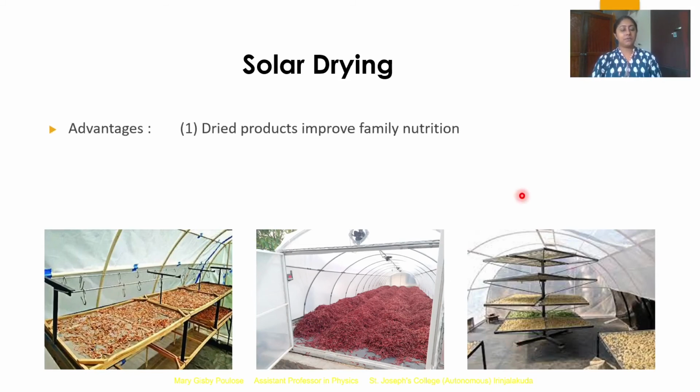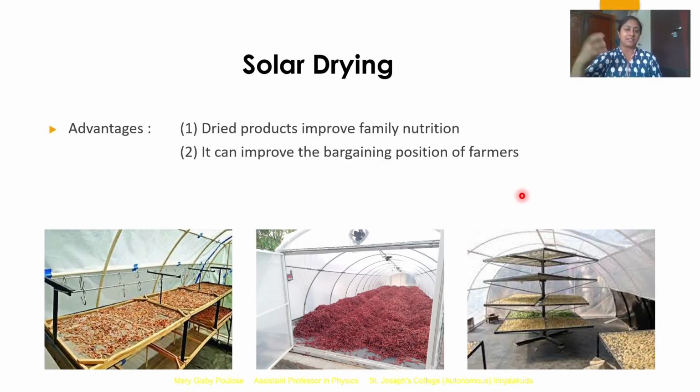Now, the few advantages are that the dried products improve the food nutrition and in turn the family nutrition also. Second advantage is that it can improve the bargaining position of farmers. That is, the farmers can have the produce for longer periods. കൂടുതൽ ദിവസത്തേക്ക് അവരുടെ കയ്യിൽ വെക്കാം. അപ്പോൾ അവർക്ക് ആ ഫുഡ് പ്രോഡക്ട്സിന് ആ റേറ്റ് തന്നെ പറയാം. അവർക്ക് വില കുറച്ച് വിൽക്കേണ്ട കാര്യമില്ല.